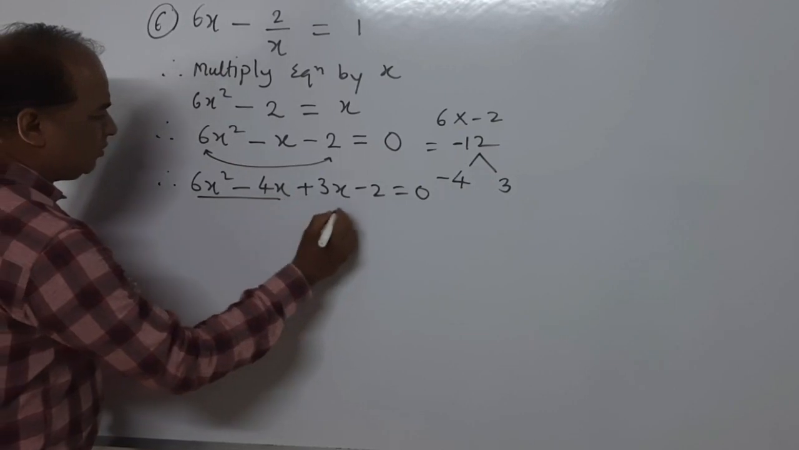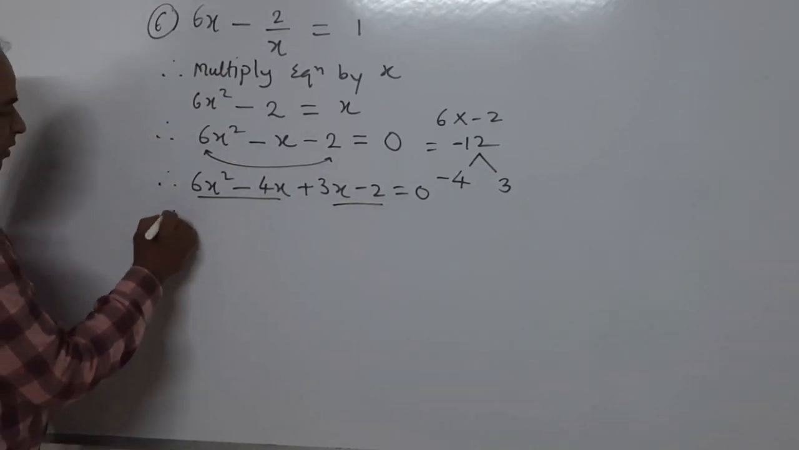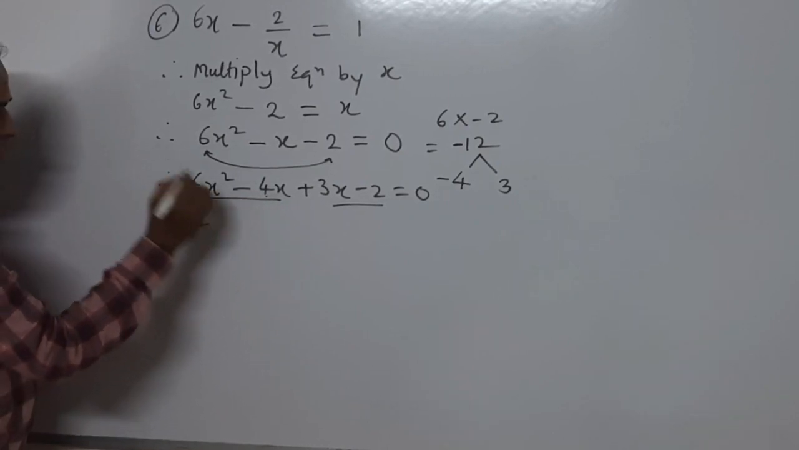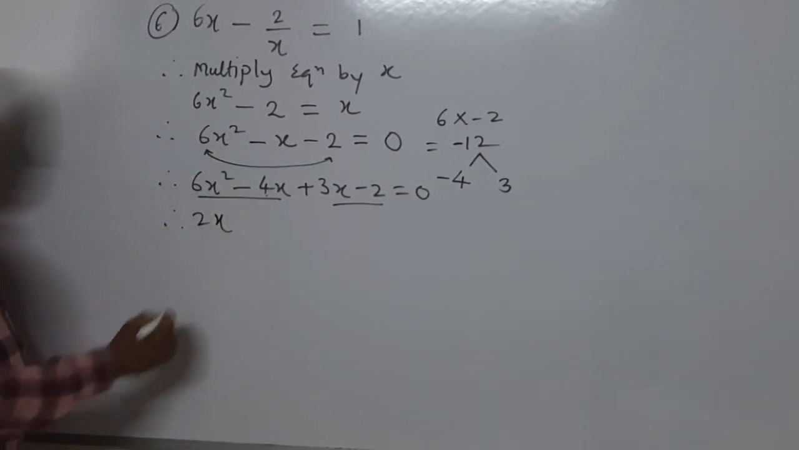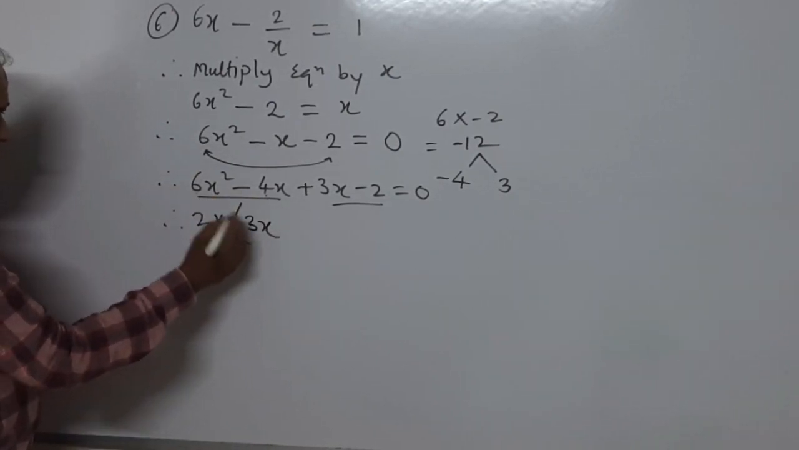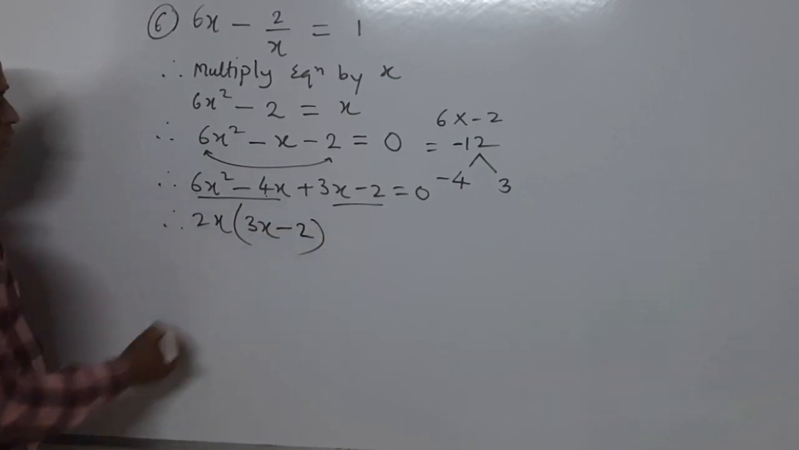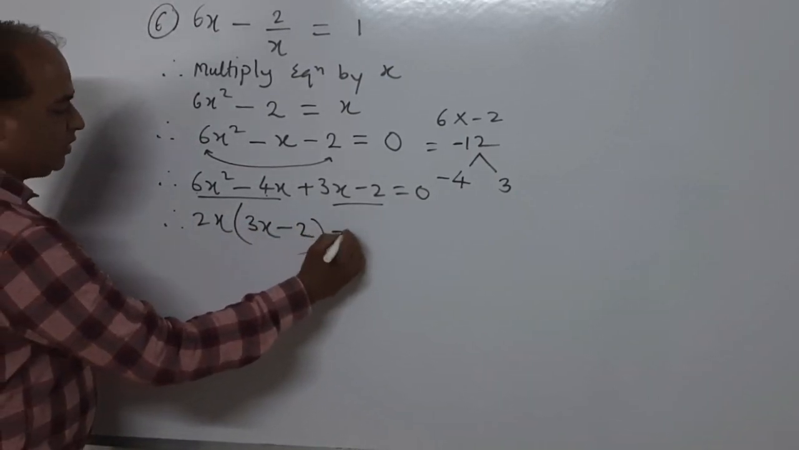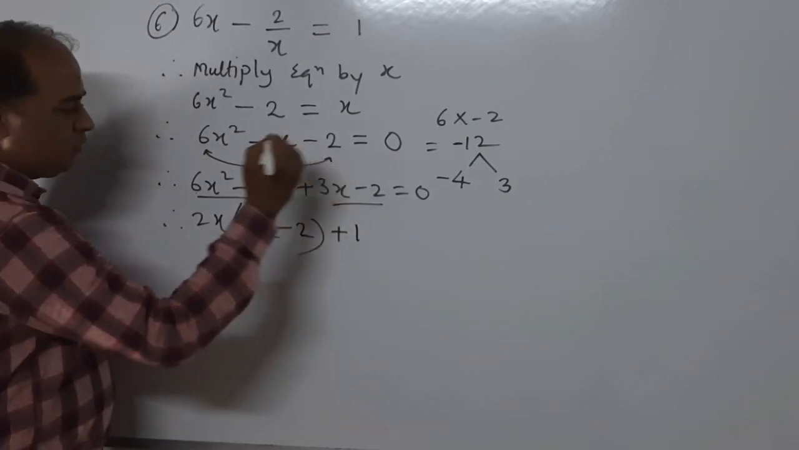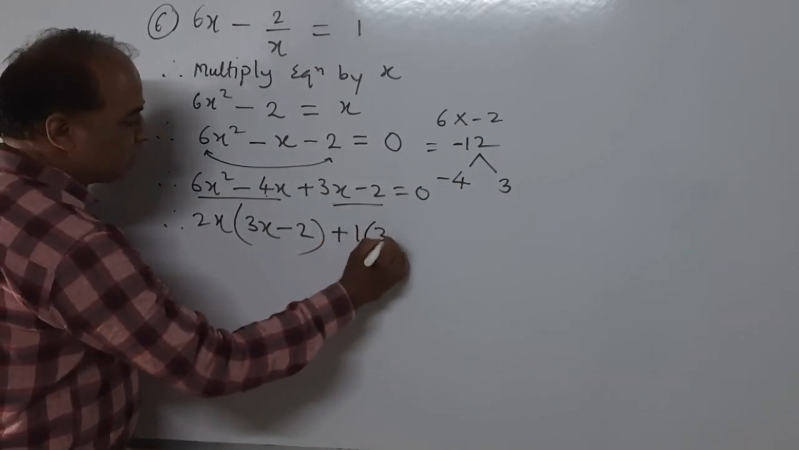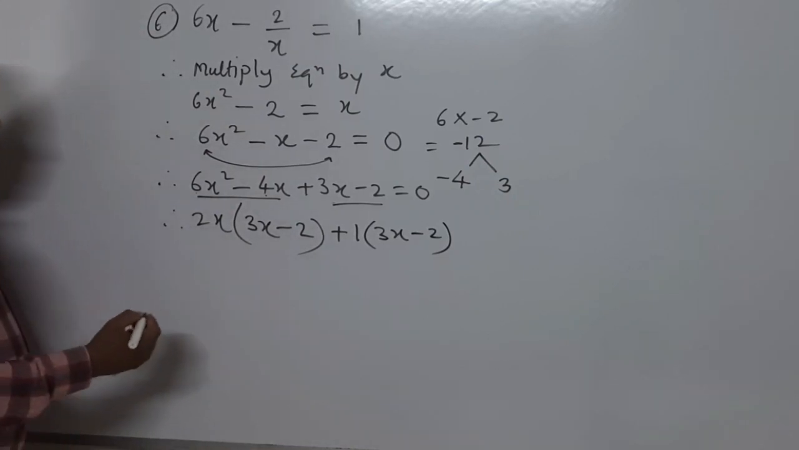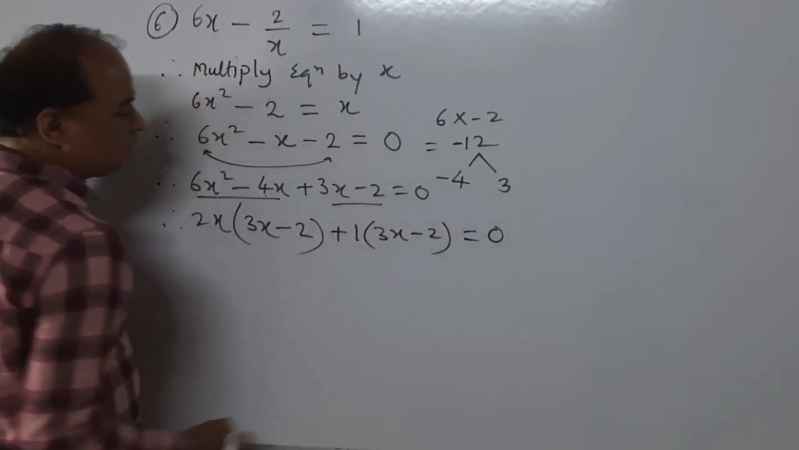Now make groups of two terms and take the common factor. Now here the common factor is 2: 3 2s are 6 and 2 2s are 4. So the number 2 is common and the variable x, so 2x is common. In the bracket, 3x minus 2, that is 2 2s are 4, plus here nothing is common, means 1 is hidden, 1 is the common term. So in the bracket 3x minus 2, which is equal to 0.